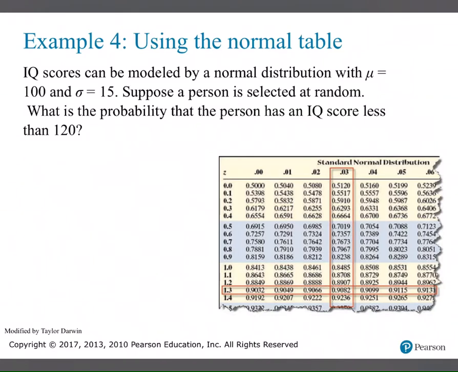Okay, so what we need to do is, if we're given actual information, like we are here, we're not given a z-score, so we need to go a step further and find the z-score. So z is equal to x minus mu divided by sigma. And it tells us that mu is 100.